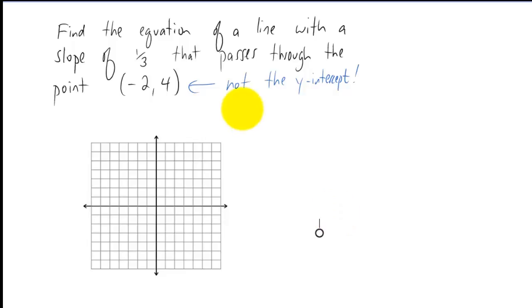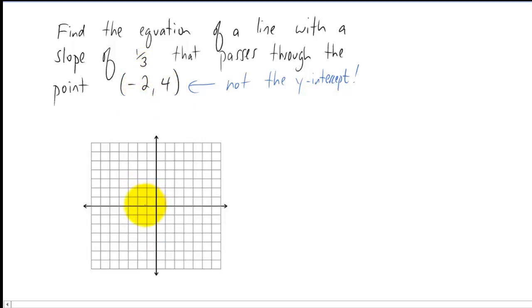And what you should notice right away is that the point that's given is not the y-intercept. If we were given the y-intercept, this problem would basically be finished. We would just put it in that y equals mx plus b form, plug in our numbers, and we'd be done. However, we don't have the y-intercept in this case. We do have a slope in this case, but we do not have a y-intercept.